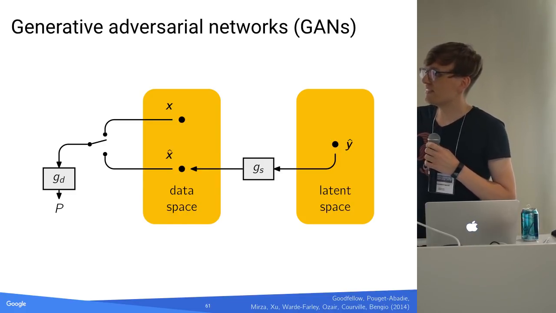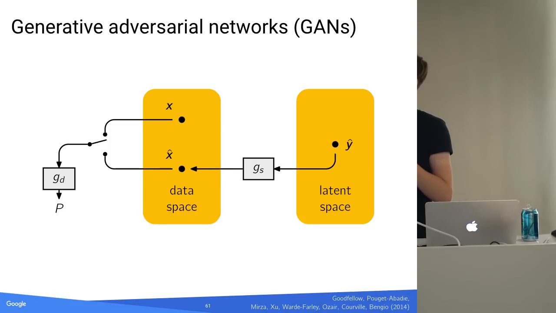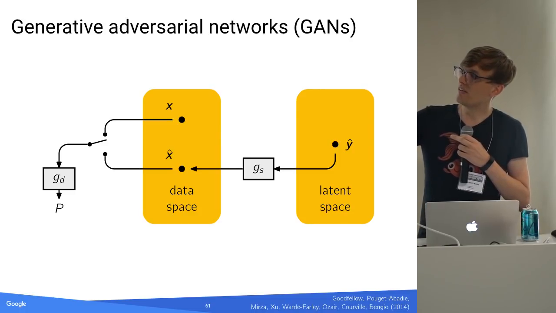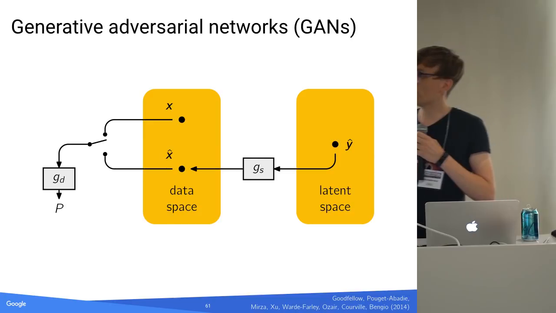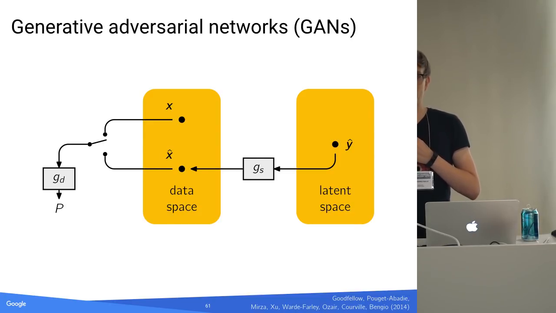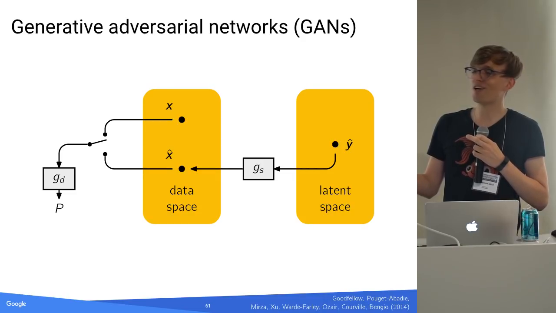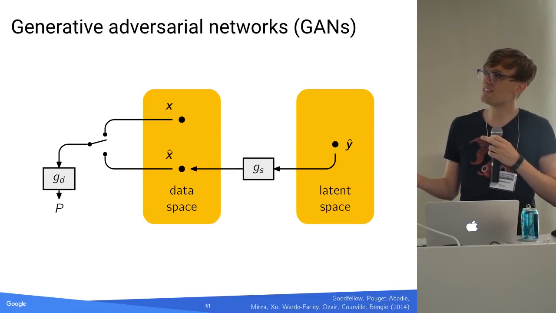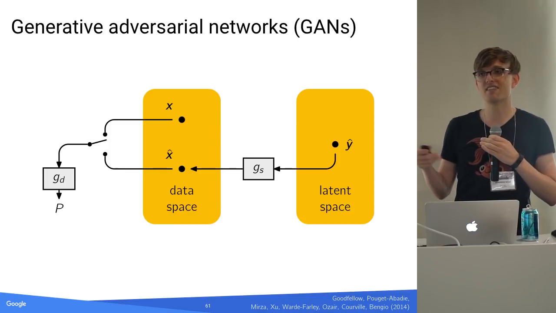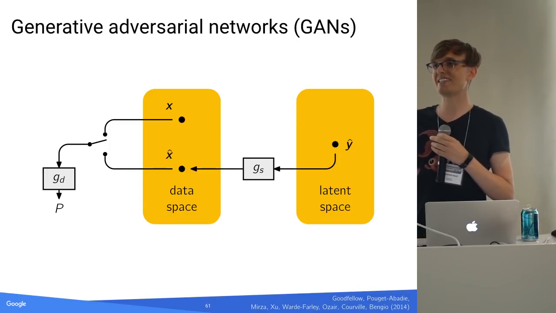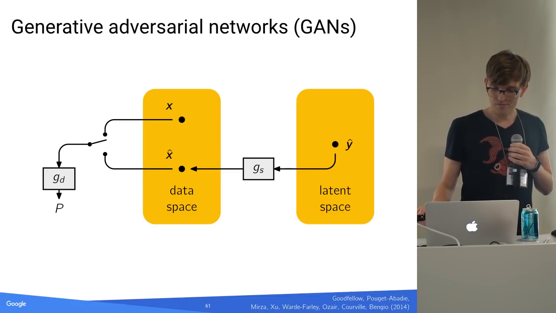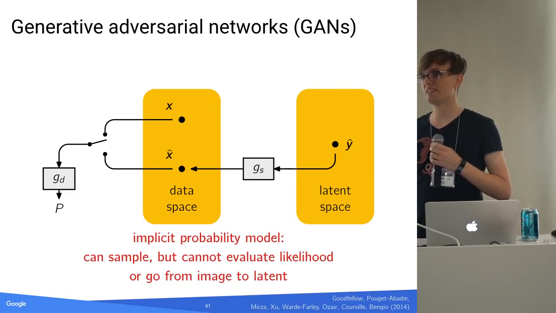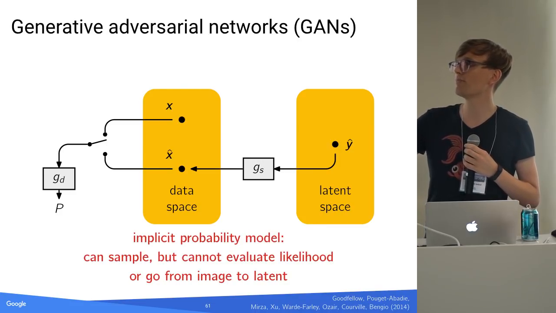And the way this generator network is trained is that it's basically pitted against another network, which is called the discriminator. So the discriminator randomly receives either an image from the training set, or it receives an image that was generated by the other network. And then its job is to figure out which one of it is. So now you have two networks fighting against each other. And the ultimate goal of this is to reach a sort of equilibrium so that the generator is trained up to producing realistic looking images. So this is an implicit probability model. You can sample from it, but you cannot really evaluate the likelihood, or you can even not go from an image to the latent representation.